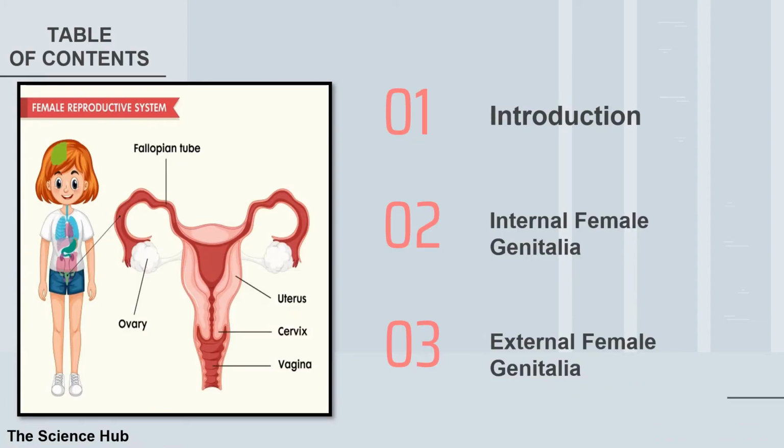The human female reproductive system has been divided into two different sections. One would comprise of the internal female genitalia and the other section would comprise of the external female genitalia. So we would be studying the different parts of the internal female genitalia as well as the external female genitalia.